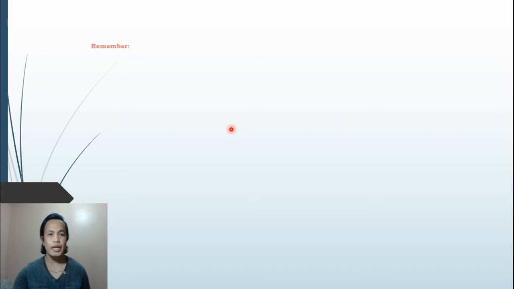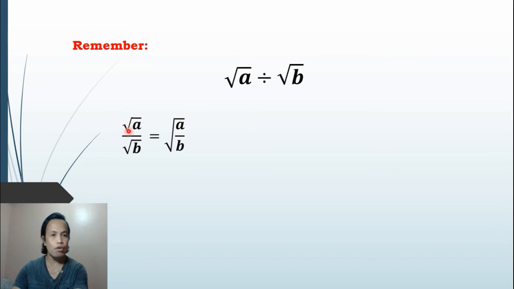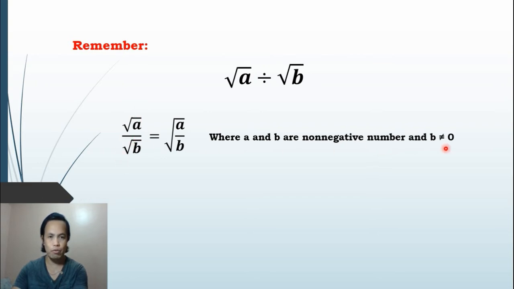But before that, we need to remember that when we divide the square root of a by the square root of b, this can be written as the square root of a over the square root of b, which in turn is equal to the square root of a over b, where a and b are non-negative numbers and b should not be equal to 0. Why? Because if b is equal to 0, this will make the whole fraction undefined. So b should not be equal to 0.